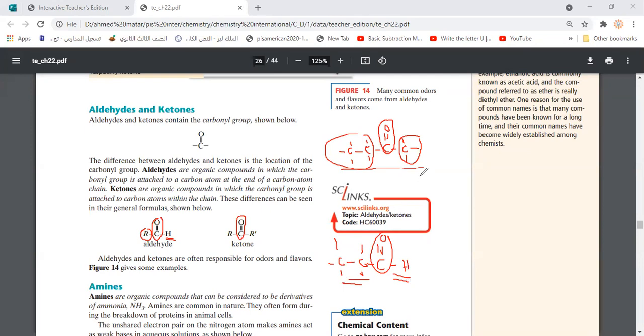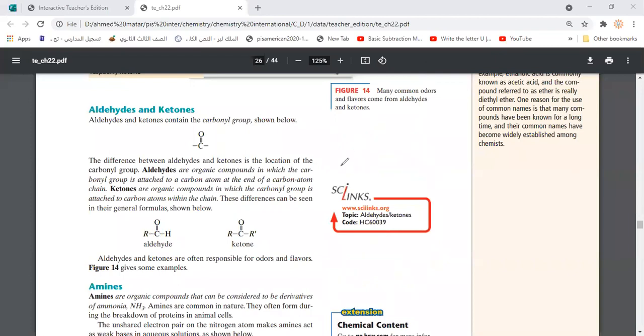People always somehow mix up ketones and aldehydes because both have the same functional group, which is the carbonyl. But the difference is simple. Is this carbon of the carbonyl group attached to two carbons, or to one carbon and the other is hydrogen? If it's attached to one carbon and the other is hydrogen, it's an aldehyde. If two carbons, it will be a ketone. Is it clear, guys?